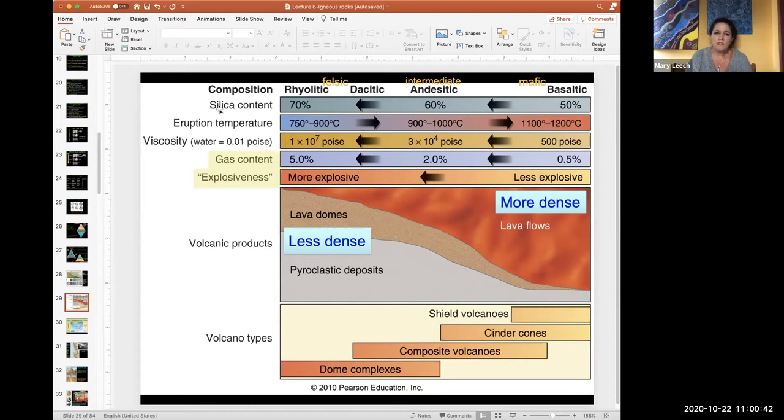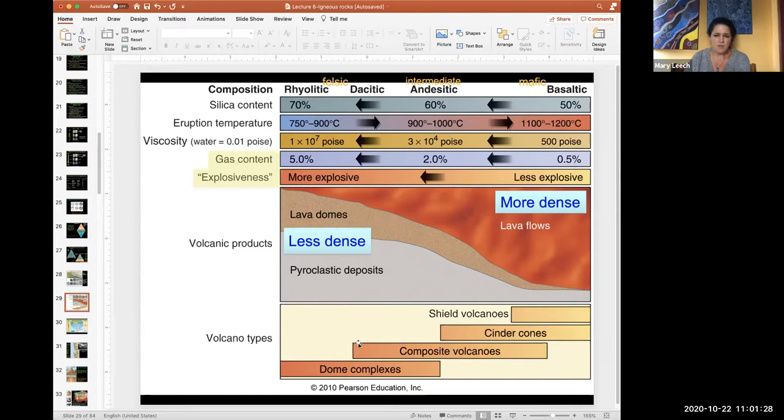And that makes it more explosive. So these all work together. The temperature works together too, because the cooler the magma, even though this is not cold, the more viscous it's going to be. And the more viscous, the harder the time the gases will have to escape. Okay. So don't worry about the value of the viscosity in poises, just say high viscosity for rhyolitic, low viscosity for basalt. That's what I want you to know.